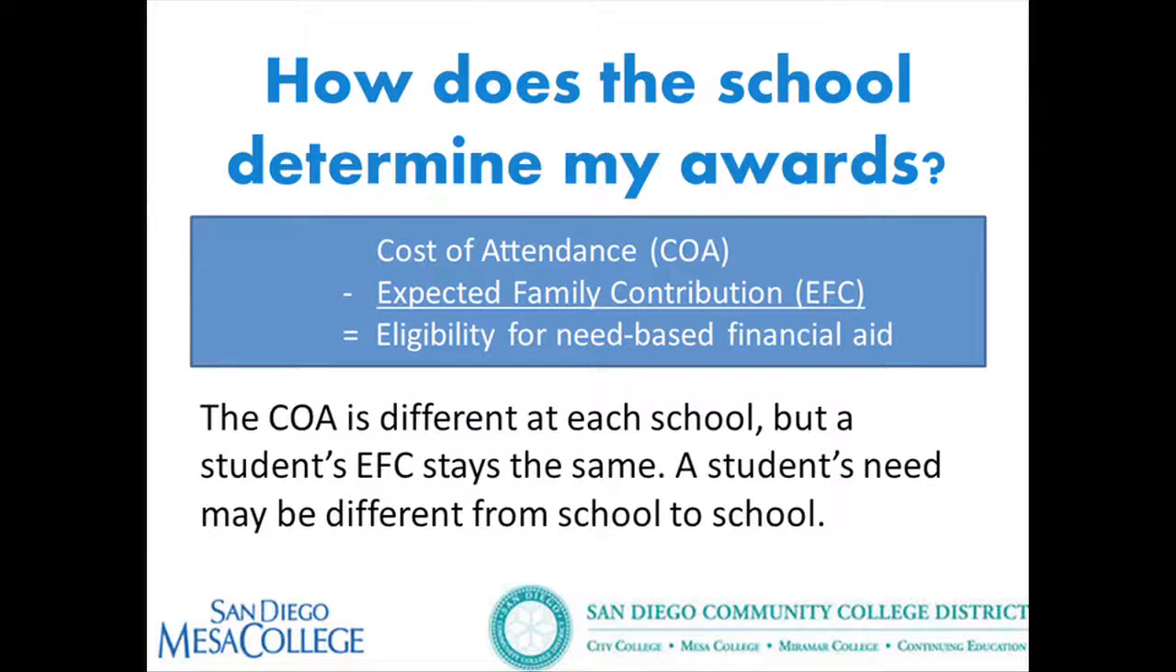So how does the school determine the award? We take that cost of attendance budget, which I showed you is different for every school. We subtract the EFC, which is going to be the same at every school, and that equals the eligibility for the need-based financial aid, which I was talking about earlier, which would include the grants and scholarships and subsidized loan. Okay, again, the COA is different at each school, but the EFC stays the same, so the student's need will be different from school to school.